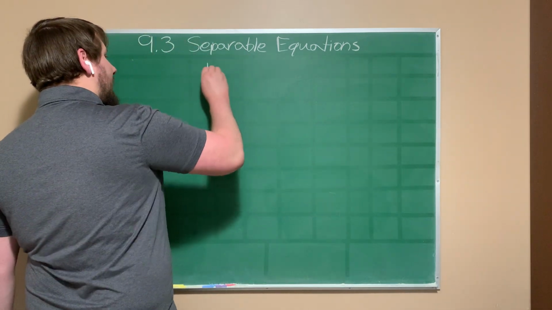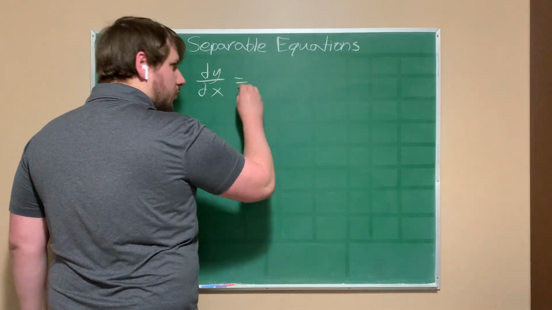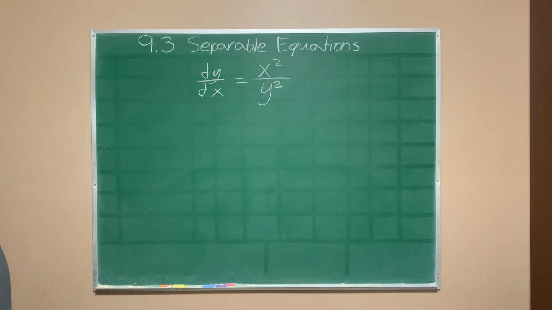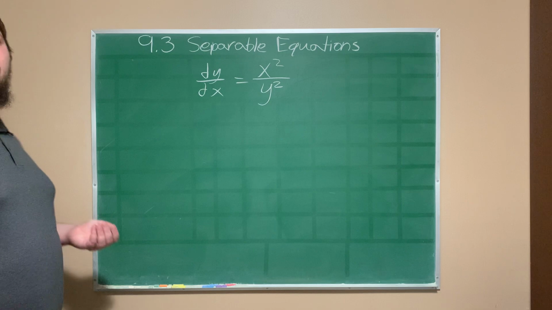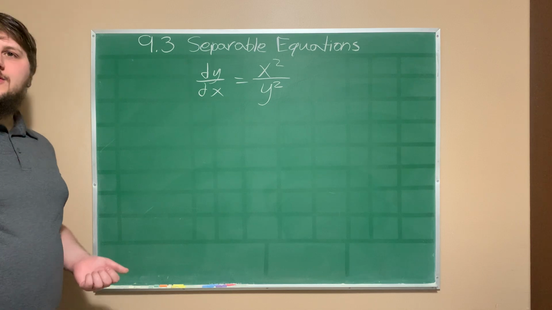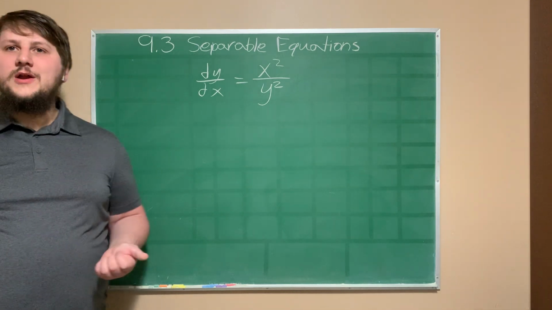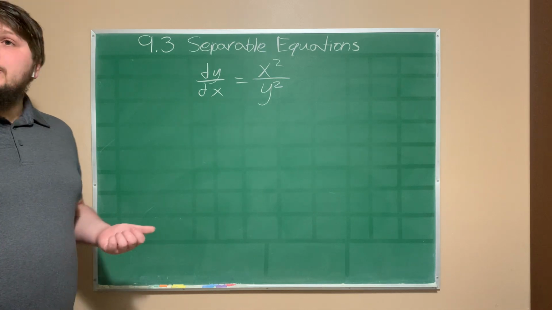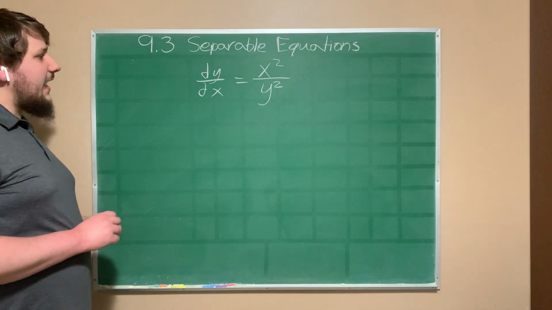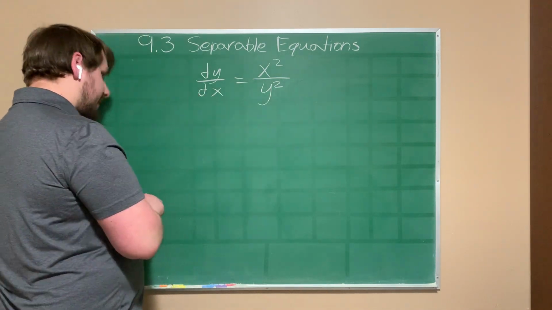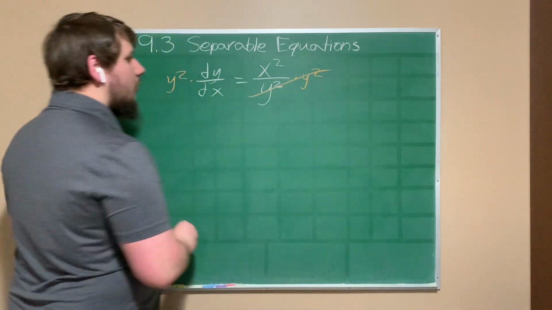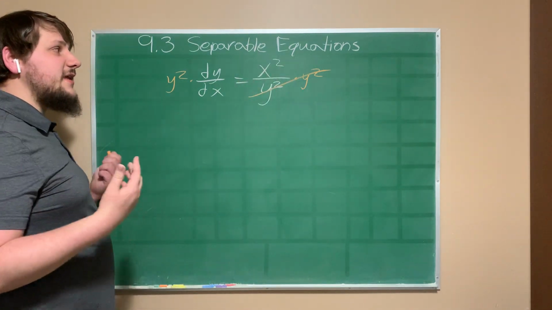Let's say that we have dy/dx equals x squared over y squared, just like we had before. Now, as it stands, I can't just take an integral on both sides. But if I were able to separate things so that each side of the equation only had one variable, then integration would be okay, right? We know how to integrate when there's only one variable. So as an example, I could multiply both sides by y squared, so that these go away, and the right side of the equation has nothing but x variables.